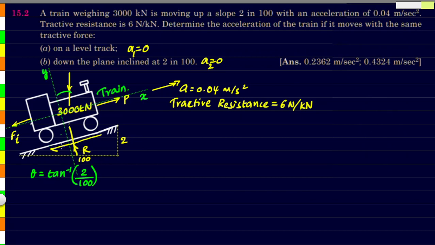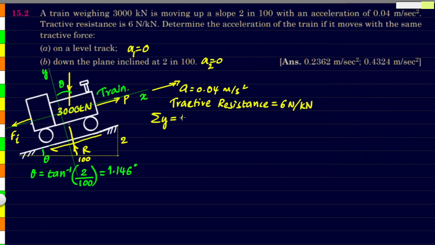The angle here will be same as the angle which is here. That angle will be equal to tan inverse 2 by 100. When we calculate it, we get that angle as 1.146 degrees. Now we can apply the equations of equilibrium because as per D'Alembert's principle, we have considered the inertia force. First, let us take sigma y, which is the components of all the forces in y direction.